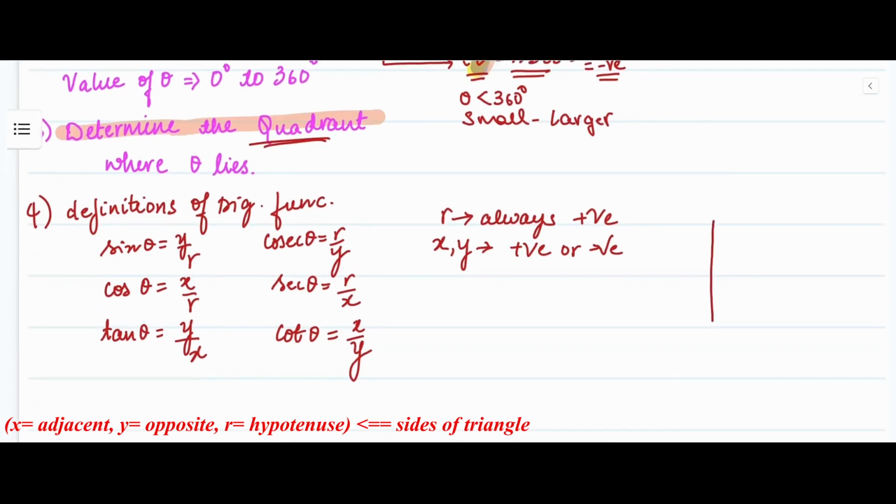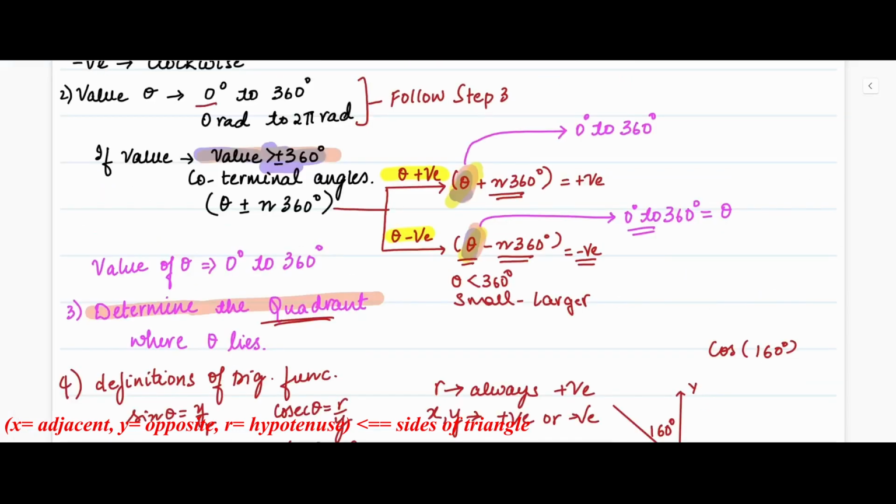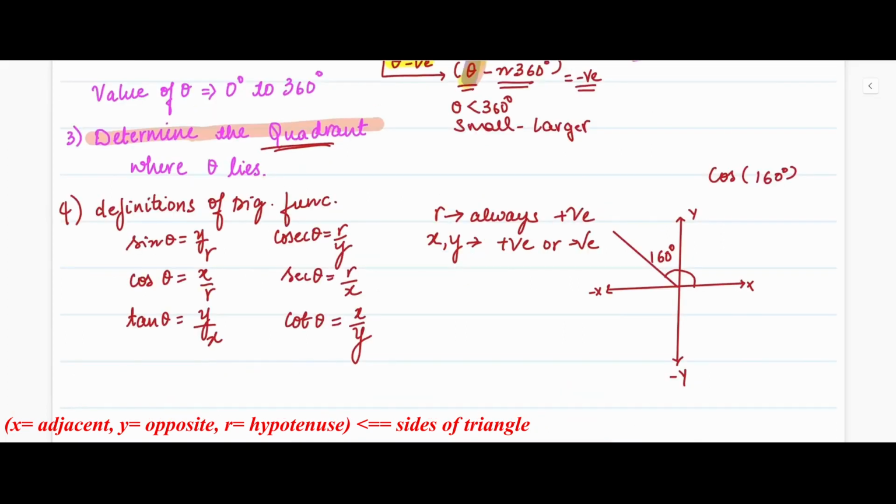Let me draw a Cartesian coordinate system. The given expression in the question is cos 160 degrees. First I will see whether the angle is in a clockwise or anti-clockwise direction. They are giving a positive value, so it is an anti-clockwise movement. The angle of 160 degrees will be here in the second quadrant. If the value is between 0 degrees and 360 degrees, or 0 radians to 2 pi radians, we can follow step 3. Here we have to determine the quadrant. Theta lies in the second quadrant.